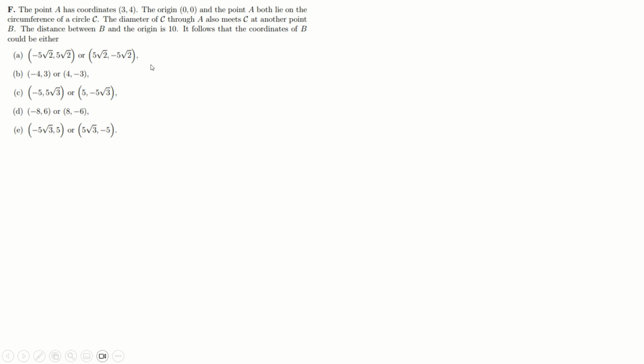F then, back to some slightly easier questions. We have the picture here, 3, 4, 0, 0.